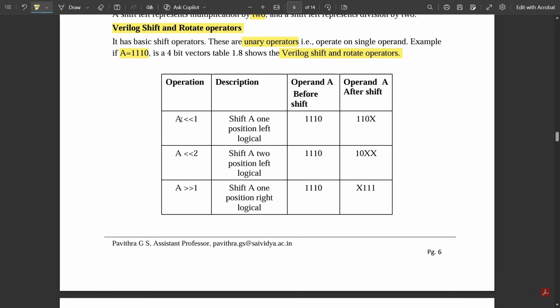The first one is double less than. This less than sign is repeated twice, so that indicates shift left. Shift a one position left, logical. You see here operand a before shift is 1110. Now if you shift left by one bit, what happens? If you want to shift this one to the left side, since the bit width is only 4 bits, this one would come outside. Then this one would be shifted here, this one would be shifted here, this one would be shifted here, and it goes on.